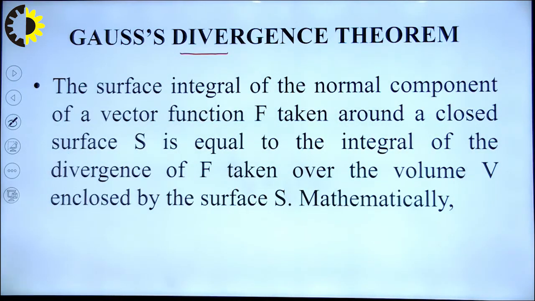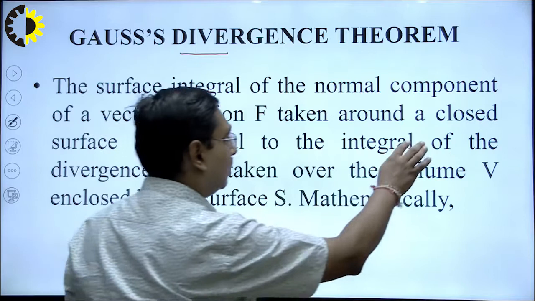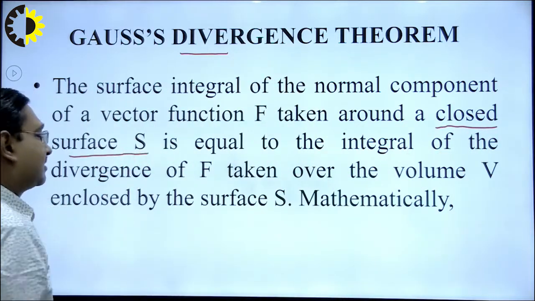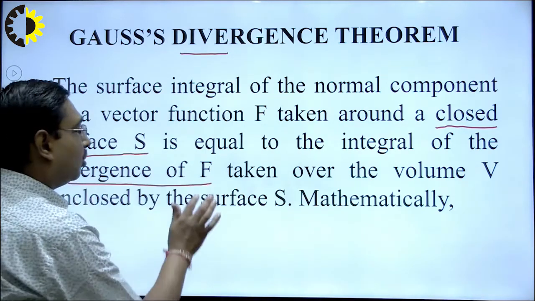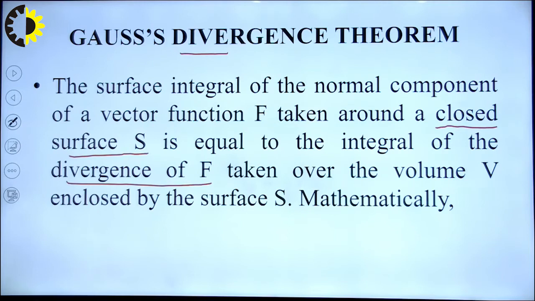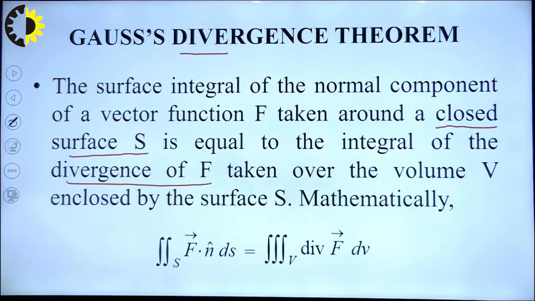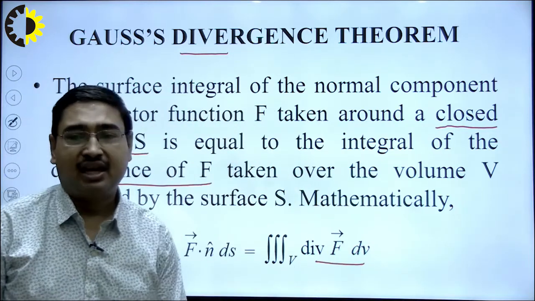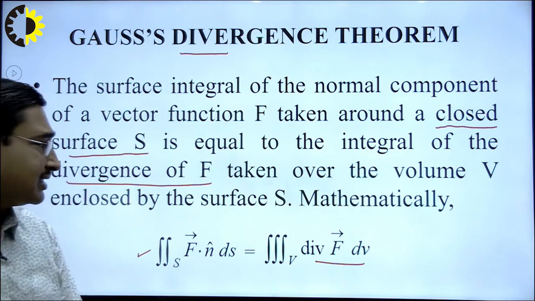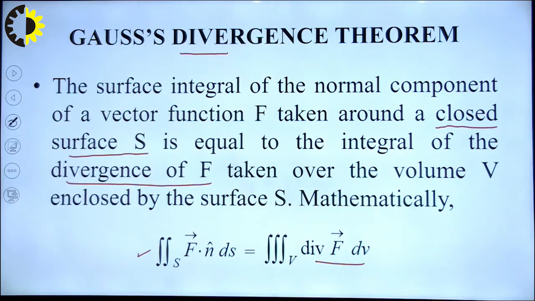The Gauss divergence theorem says that the surface integral of the normal component of a vector function f taken around a closed surface S is equal to the integral of the divergence of f taken over the volume V enclosed by the surface S. Mathematically, the integral over S of f dot n dS is equal to the triple integral, or volume integral, over V of divergence f dV. Let us understand what the theorem exactly means.